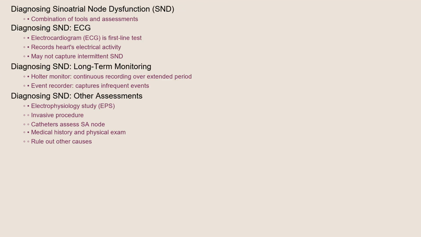How is sinoatrial node dysfunction diagnosed? The diagnostic process typically involves a combination of tools and assessments. An electrocardiogram, or ECG, is the first-line test, recording the heart's electrical activity. However, since SND can be intermittent, a standard ECG may not always capture the dysfunction. In such cases, longer-term monitoring, such as a Holter monitor or event recorder, might be used to continuously record the heart's rhythm over a longer period.